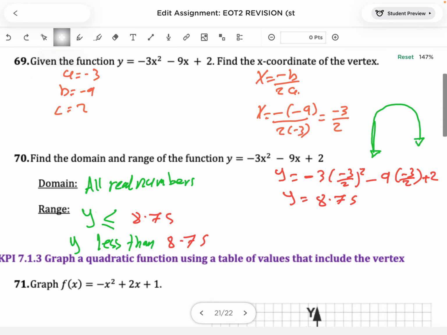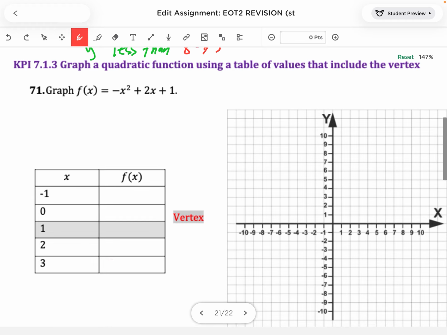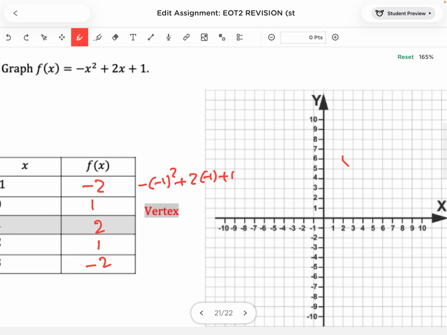Next one. Here we have to replace only to draw. Remember, the vertex comes at the middle. So if I replace negative 1 in negative 1 squared plus 2 times negative 1 plus 1, the answer will be negative 2. If you replace 0, the answer is 1. Replace 1, 2, 1, and negative 2. But you have to double check all these points, guys. All these points should be replaced.